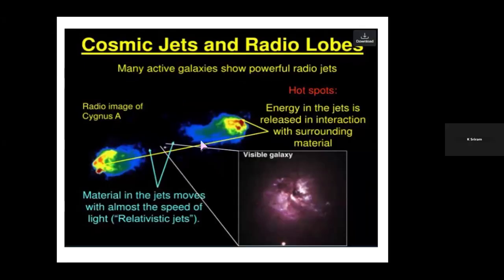So this is a very famous source, 3C273. You see that this is Cygnus A. This central region is the visible galaxy. I'm talking about the galaxy, not even talking about the supermassive black hole, which will be somewhere at the center of this source.